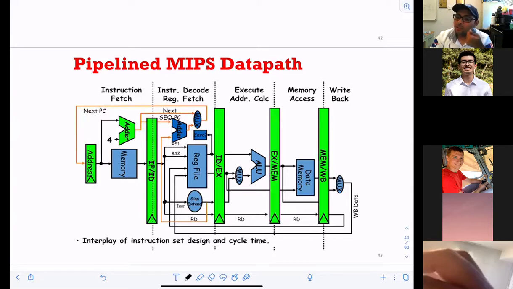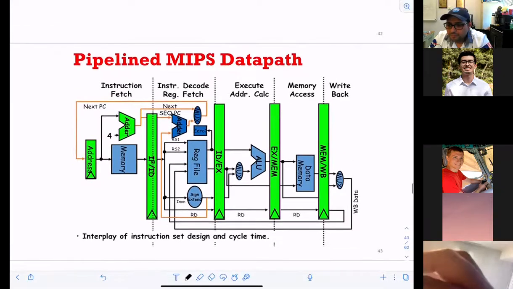MIPS was without interlock. Do you remember the interlock and without interlock? You remember this discussion? Yeah, I remember it. I just need to review a little.